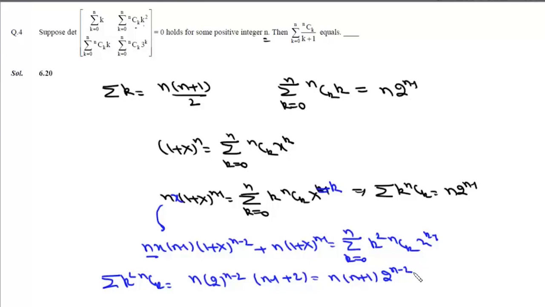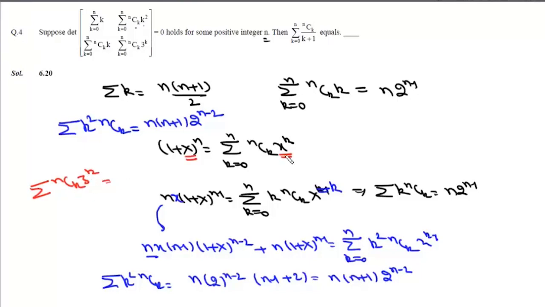So this summation k squared nCk is n(n+1) 2^(n-2), and finally we have the summation nCk into 3^k. Now here we just need to put x as 3, so it will be nothing but 4^n, or 2^(2n). So now we have all the 4 entries.